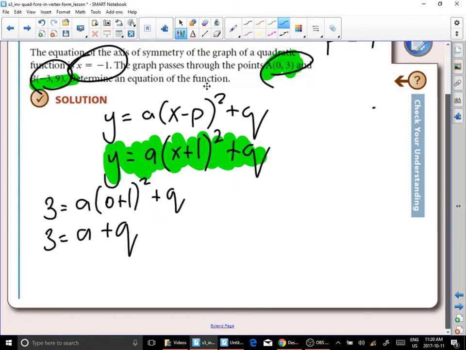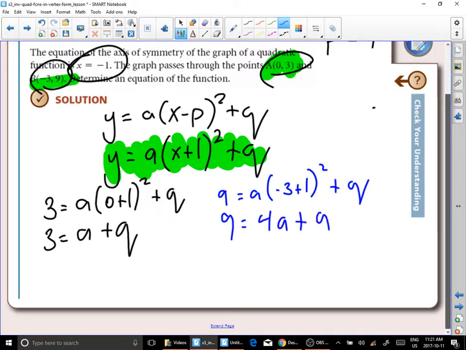And we're going to do the exact same thing with point B. So we're going to get 9, that's y, equals a(x is -3, plus 1)² + q. So that's 9 equals, now -3 plus 1 is what, Scott? -2. If we square -2, Scott, what do we get? Giddy up. We get 4a + q. Now, the cool thing about this is that these equations are very friendly, very easy to work with here.